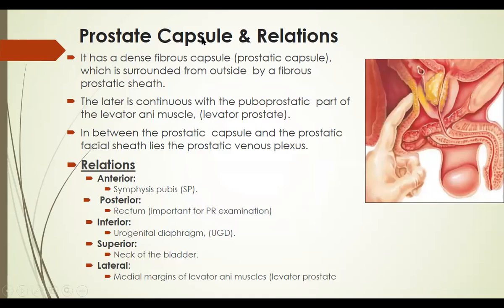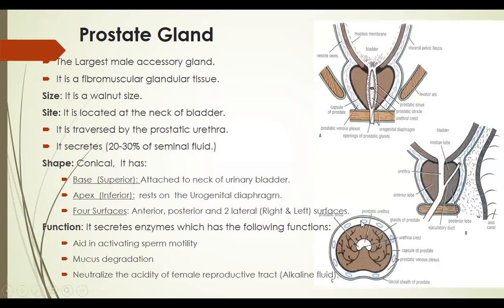Now coming to the capsules and relations. It is covered by a dense fibrous capsule, a very important capsule called the prostatic capsule, which is surrounded from outside by a fibrous prostatic sheath. The whole of the prostate is covered by the prostatic sheath. The latter is continuous with the prostatic part of the levator muscle, the levator prostatae. In between the prostatic capsule and the prostatic fascial sheath lies the prostatic venous plexus, as you can see here in this picture. This is the fibrous capsule, and outside is the fascial sheath of the prostate.